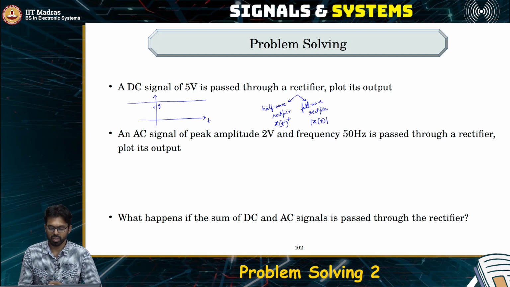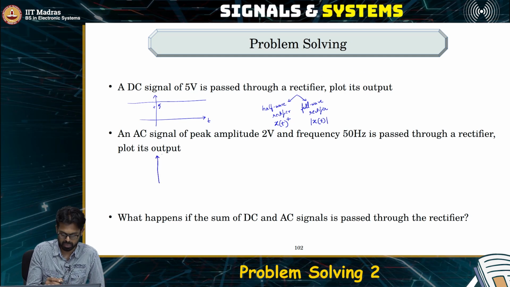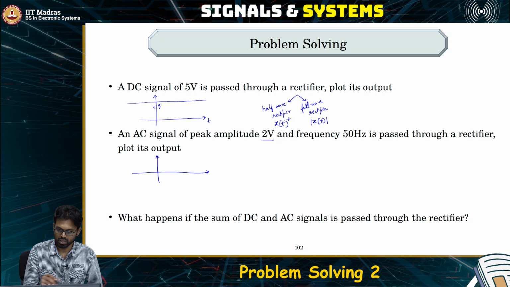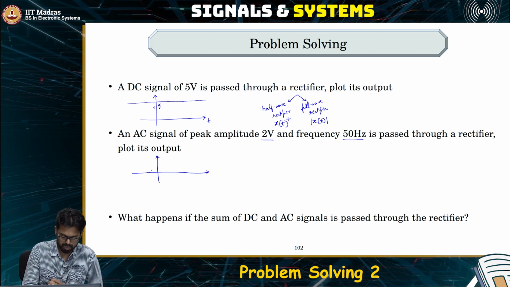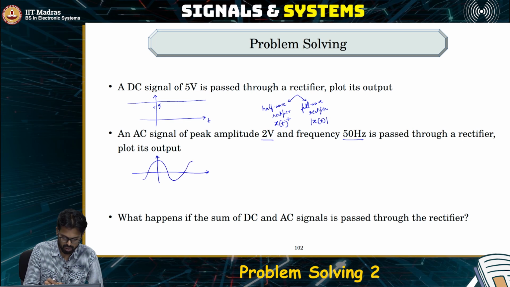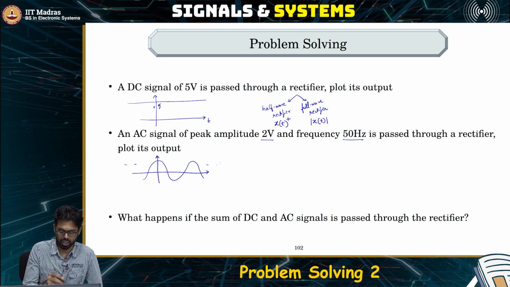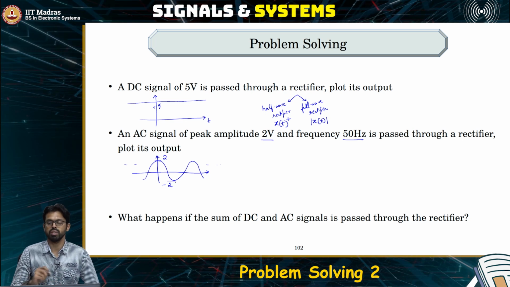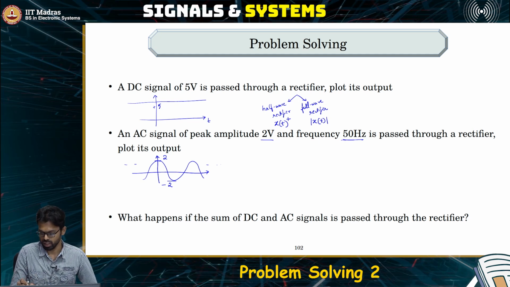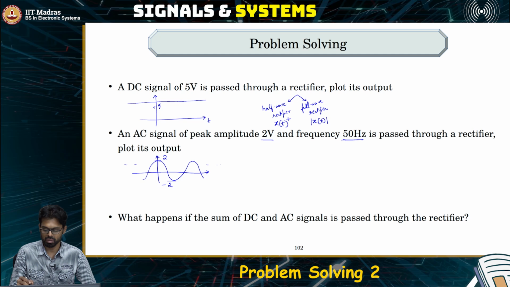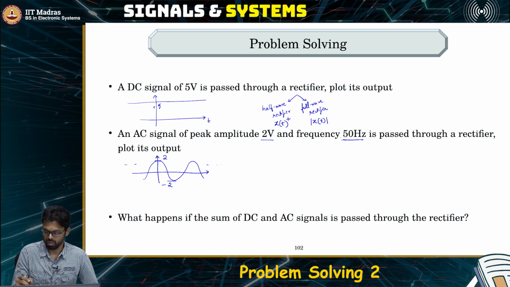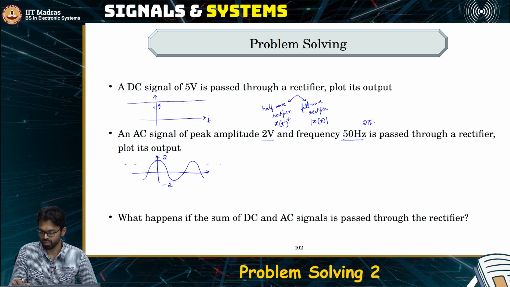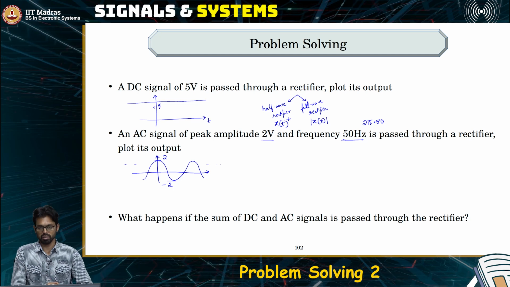Now what if we have a signal which is an AC signal, which is basically a sinusoid, and its peak amplitude is given to be 2 volts and the frequency is given to be 50 hertz, which means you have a sinusoid, something which goes on like this. The peak value is 2 volts and the frequency is 50 hertz. If the regular or linear frequency is 50 hertz, then what is the angular frequency? Remember, 2 pi times 50 will be your angular frequency.